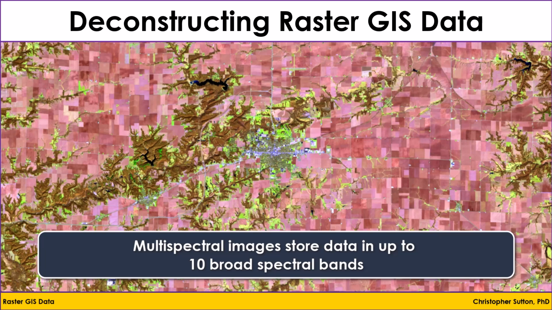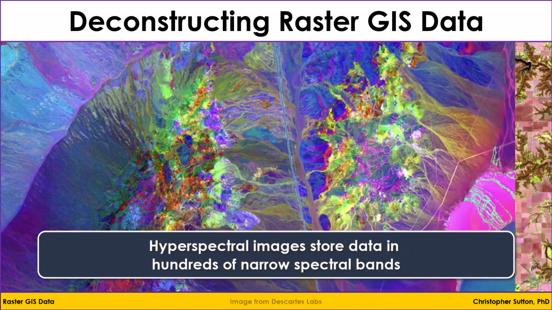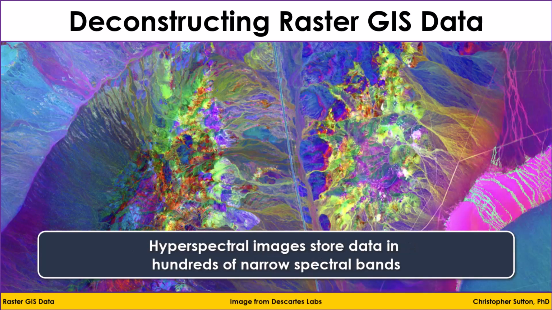Multispectral images store up to 10 broad spectral bands. Such images are used for land cover classification, agricultural monitoring, and urban planning. Hyperspectral images store data in hundreds of narrow spectral bands, providing highly detailed spectral information. Examples of the use of hyperspectral images in GIS include mineral exploration, environmental monitoring, and tree species classification.